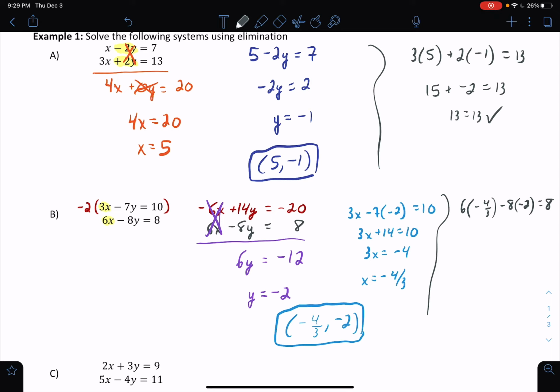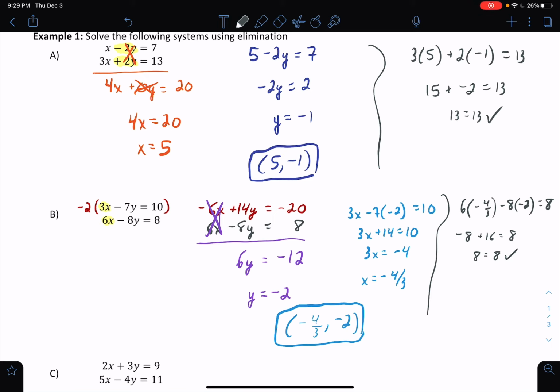So 6 times negative 4/3 is going to give me negative 8. Negative 8 times negative 2 is positive 16. Negative 8 plus 16 is 8, so 8 equals 8. It works for the second equation, therefore I know that this solution is the correct solution.